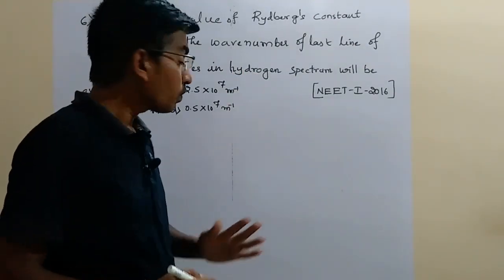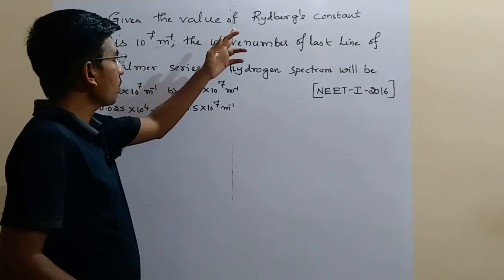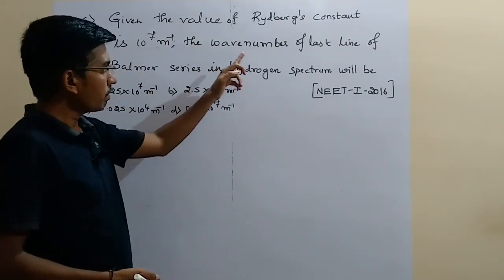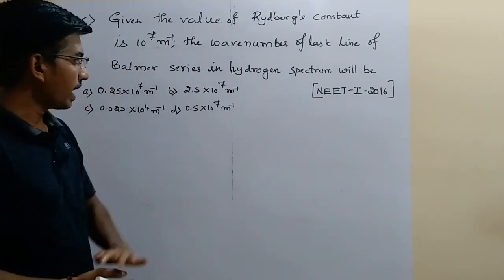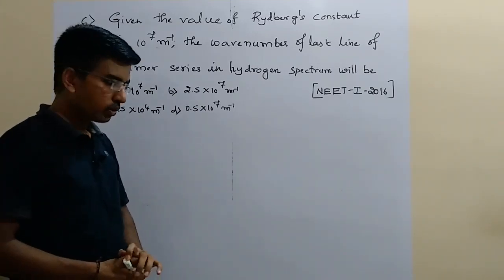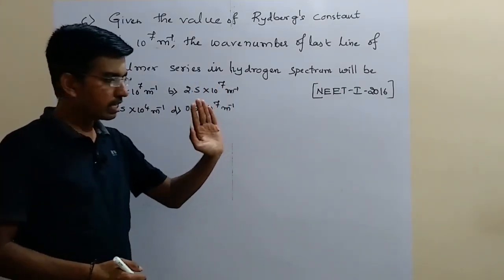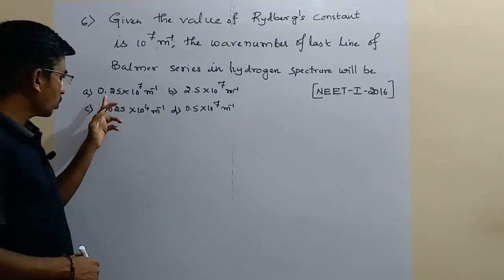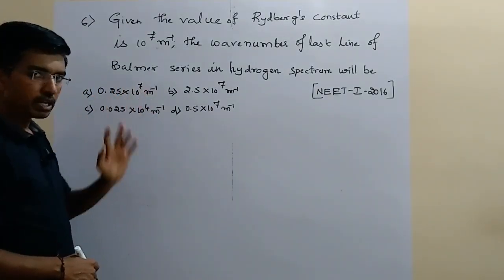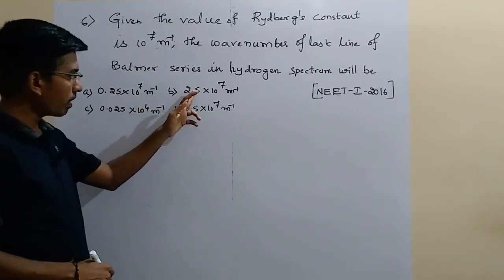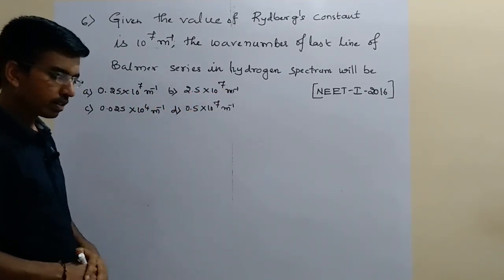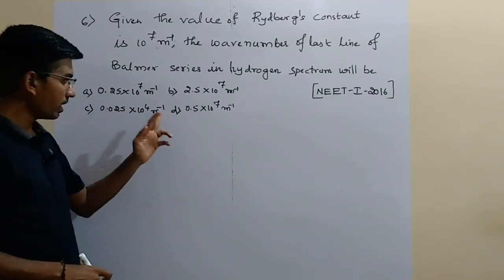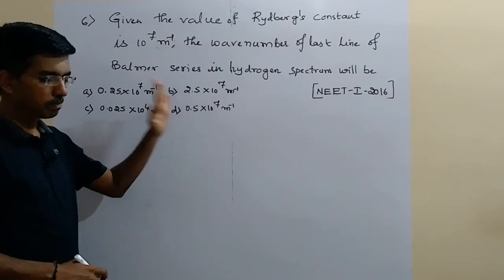So this is the next question, question number 6. Given the value of Rydberg's constant is 10⁷ per meter, the wave number of the last line of the Balmer series in the hydrogen spectrum will be. So this is a question from the first phase of NEET 2016. They have given 4 options. Option A 0.25 into 10⁷ per meter. Option B 2.5 into 10⁷ per meter. Option C 0.025 into 10⁴ per meter. Option D 0.5 into 10⁷ per meter.